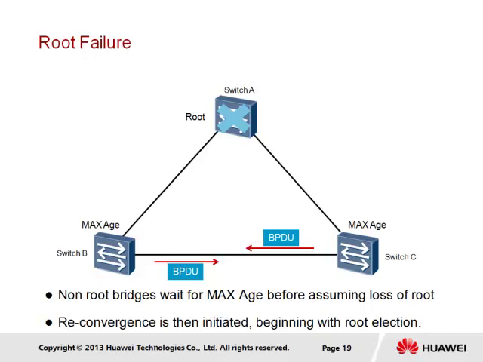Once the max age is no longer greater than the message age, the switch will assume the root bridge is lost and assert itself once again as the root bridge. The root election process will once again take place between the remaining switches, in this instance between switch B and C.